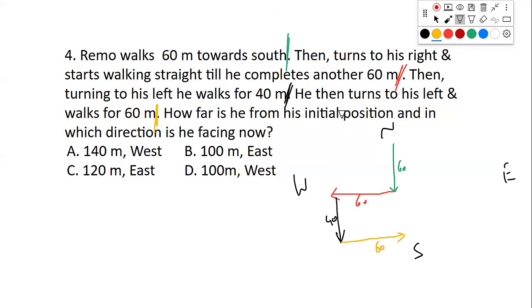How far is he from his initial position? So he started here. So 60 plus this dotted line, which is 40. So 60 plus 40 is equal to 100. So definitely A can't be your choice, C can't be your choice, either B, D. And which direction is he facing now? This is very, very critical. So what did he do last? He turns to his left and walks 60. So which direction is he facing? Yeah, I could see B 100. Oh, perfect. So he is facing the east direction.